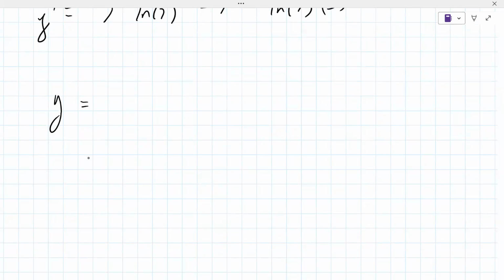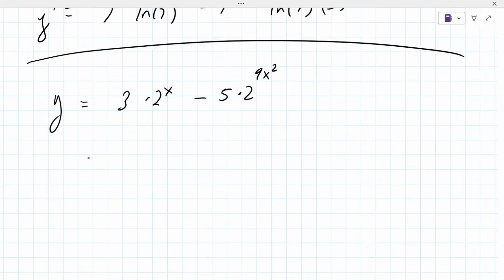Okay, so where this gets a little bit awkward or weird is with coefficients. Let's say it's like 3 times 2 to the x minus 5 times 2 to the 9x squared. Could you attempt to take a derivative of this as best you can? Do the coefficients just cancel out to zero? They come down with it. Oh, okay. Then I can do that.